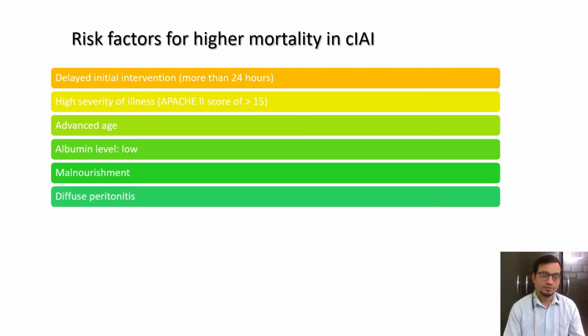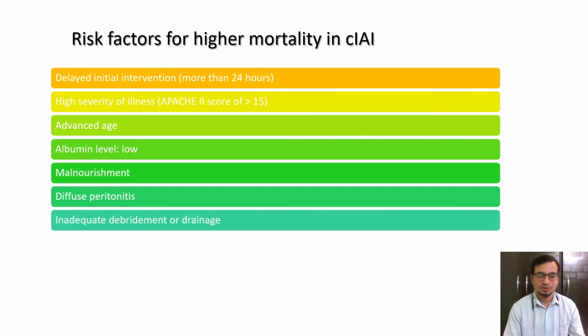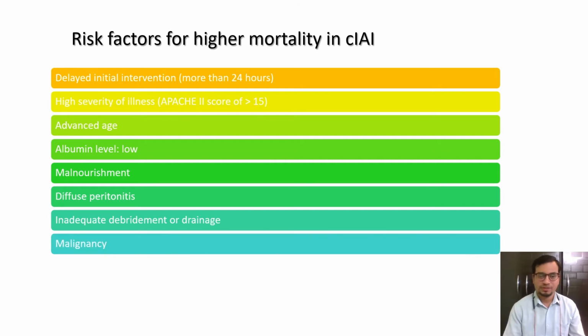Diffuse peritonitis is worse than localized peritonitis. So if there is guarding and rigidity, definitely the prognosis is going to be worse, and that will require multiple surgeries. Then inadequate debridement or drainage. That's also from a surgical point of view. If the surgeon is not able to adequately control the source of intra-abdominal sepsis, then also the mortality is high. Similarly, repeated surgery, repeated interventions can also deteriorate the prognosis of the patient.